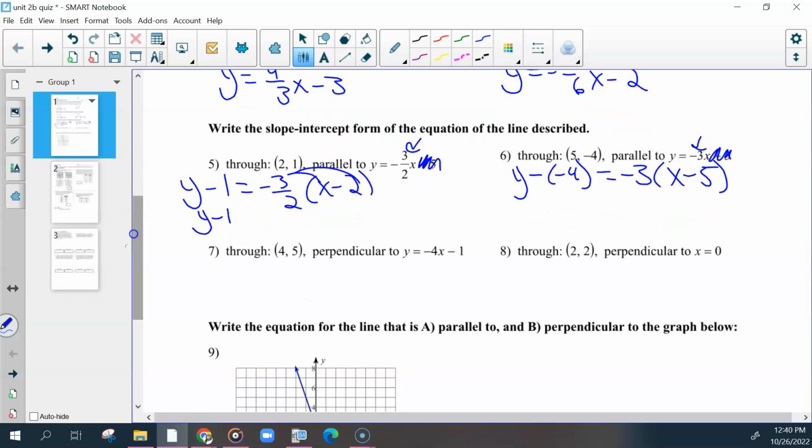So y minus 1 equals negative 3 over 2x plus 3. Double check your math. Some of you were getting 3, but not positive 3. Just double check that in the calculator. Or some of you were getting a positive answer, but it wasn't 3. Just double check that math in your calculator. And then add 1 to both sides. So y equals negative 3 over 2x plus 4 was our final answer for that one.